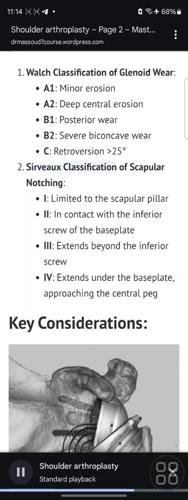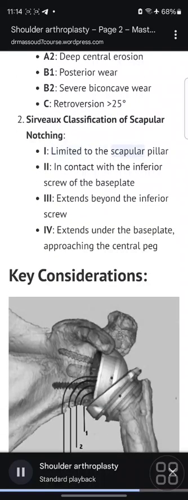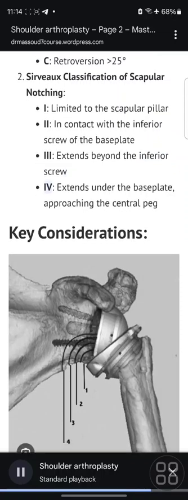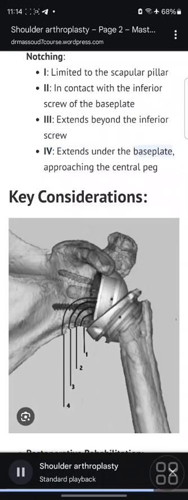2. Sirveaux classification of scapular notching. I. Limited to the scapular pillar. II. In contact with the inferior screw of the baseplate. III. Extends beyond the inferior screw. IV. Extends under the baseplate, approaching the central peg.